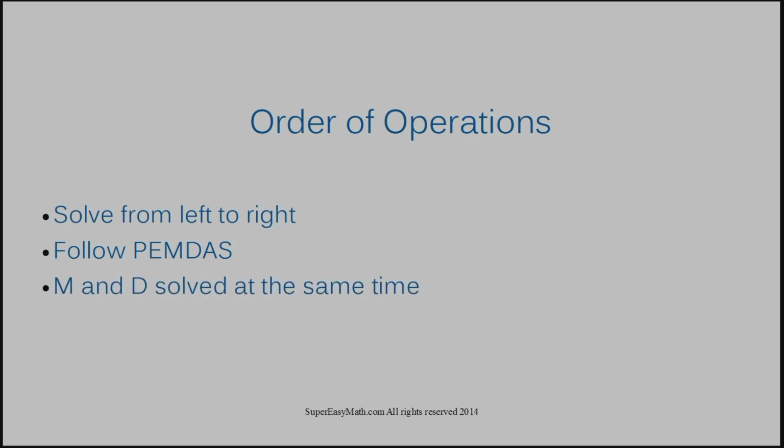The M and D, or multiplication and division, are solved at the same time. The same is true for the A and the S, the addition and subtraction. They're also solved at the same time. I know that's kind of a lot to remember, but we're going to jump into some examples so all of this makes a little more sense. Let's get into example number 1.